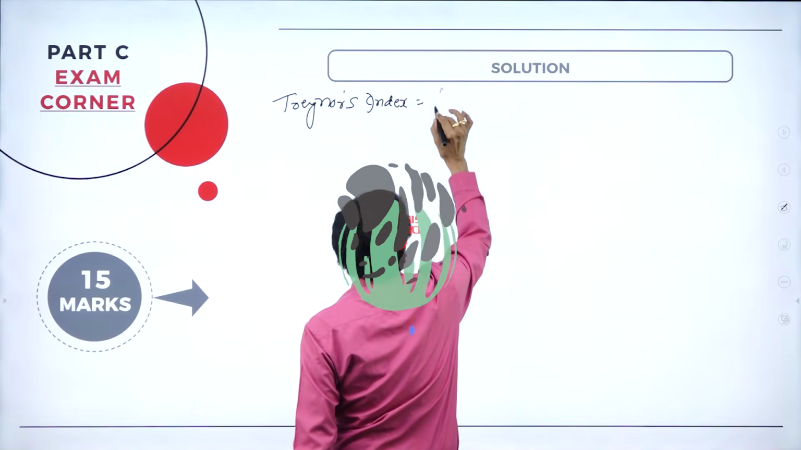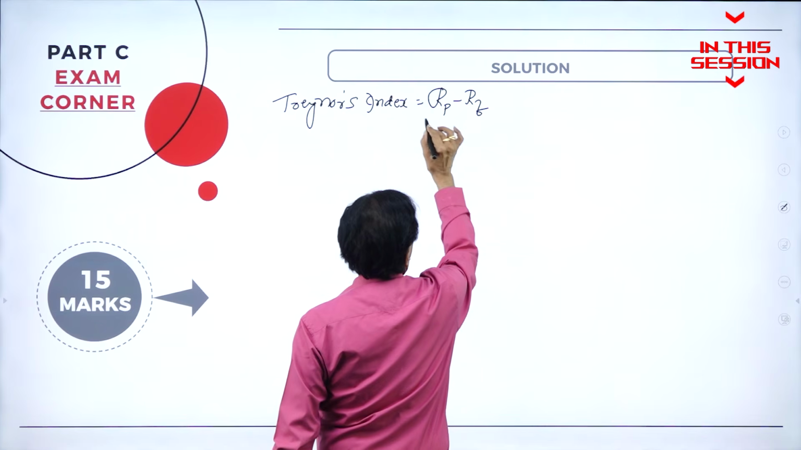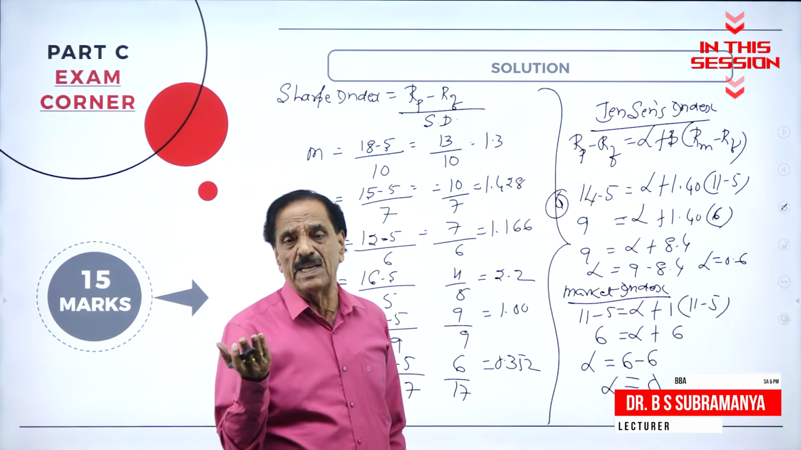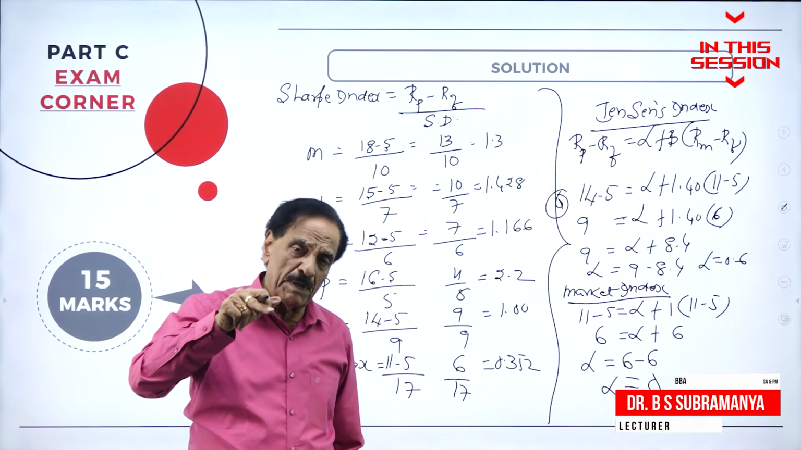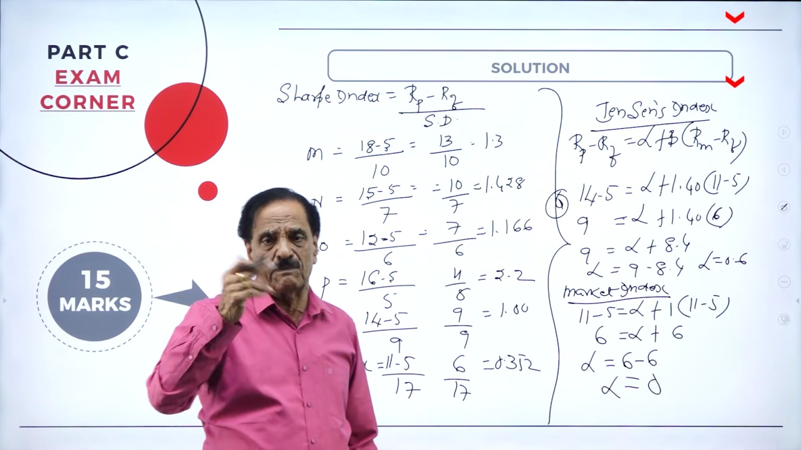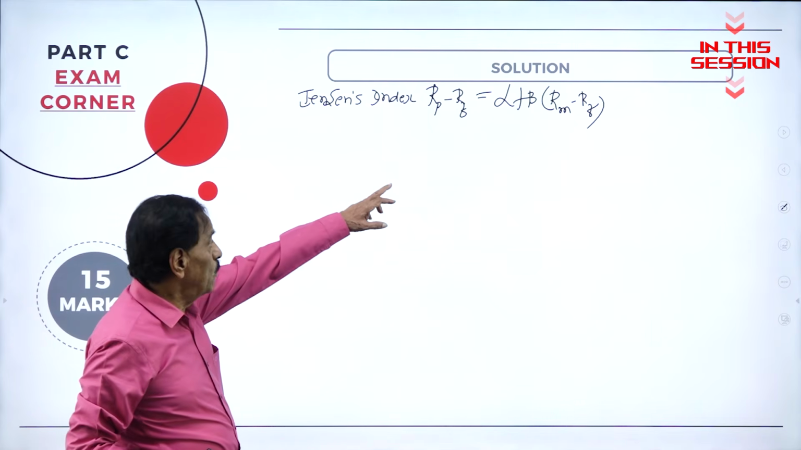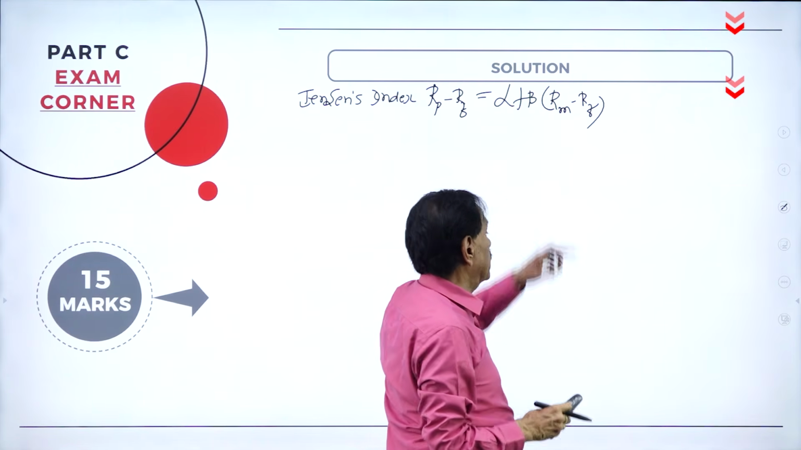RP minus RF divided by beta. RP minus RF divided by standard deviation. Jensen index: RP minus RF is equal to alpha plus beta into RM minus RF. Just application. What's the formula? Return on portfolio, risk-free return, alpha is unknown, beta, RM minus RF.